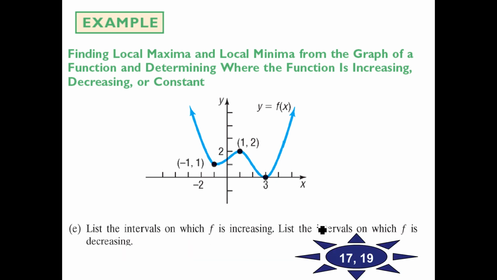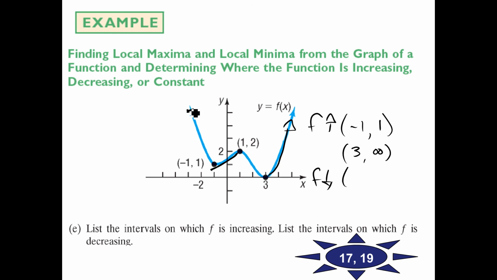All right. Let's list the intervals on which f is increasing. F is increasing from here to here. F is increasing from -1 to 1. And it's also increasing here, this way, from 3 to infinity. It's decreasing from -infinity all the way down to an x value of -1, so -infinity to -1, and it's also decreasing from 1 to 3. And there we go, we have all the intervals. So try that with problems 17 and 19.